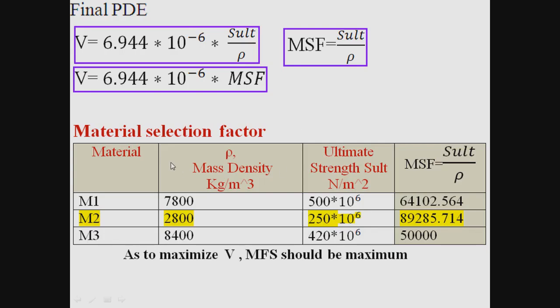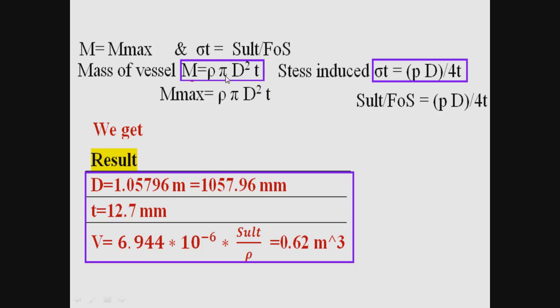Selecting material number 2 for design of the pressure vessel. Substitute the value of material number 2 in the equation of the mass of the vessel and in the equation of the stress. Once you substitute the m value and rho value, we are going to get this equation in terms of D square and T. And if you substitute the value of sigma t, which is SUT by FOS, and the value of P, here also we are going to get the equation in terms of D and T.